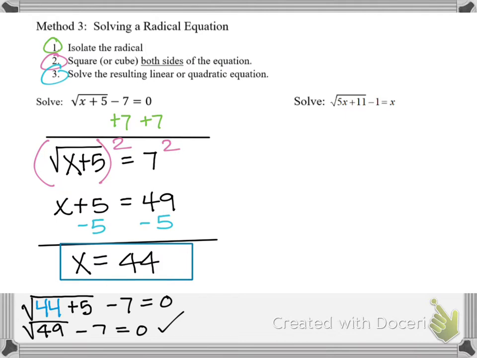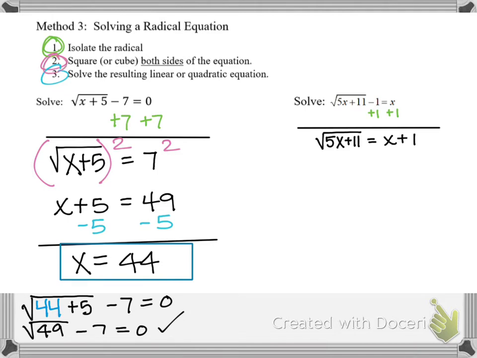Okay, let's take a look at the next equation. We have to solve the square root of 5x plus 11 minus 1 equals x. So again, I'm going to start by isolating the radical. This time I will add 1 to both sides to isolate the radical. So my radical 5x plus 11 is isolated on the left side of the equal sign, but now on the right side I get x plus 1, which is another binomial.